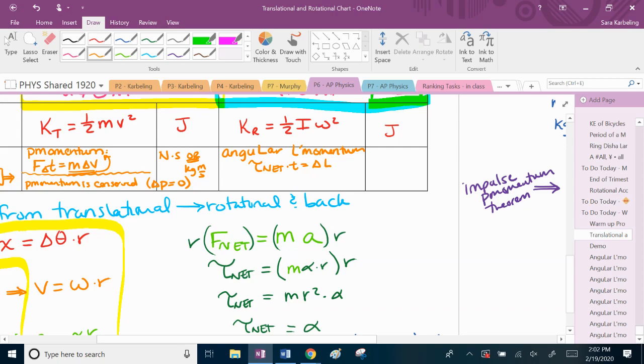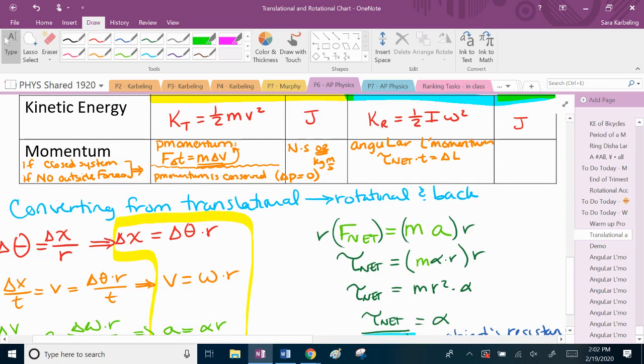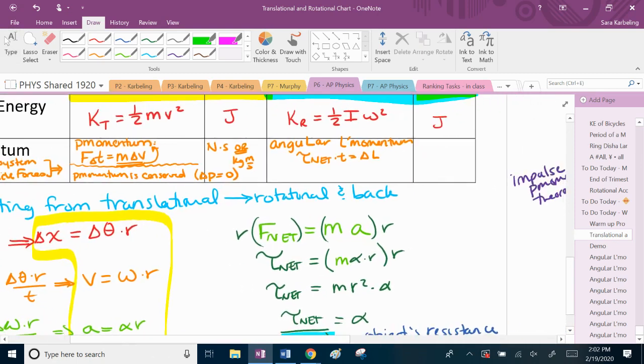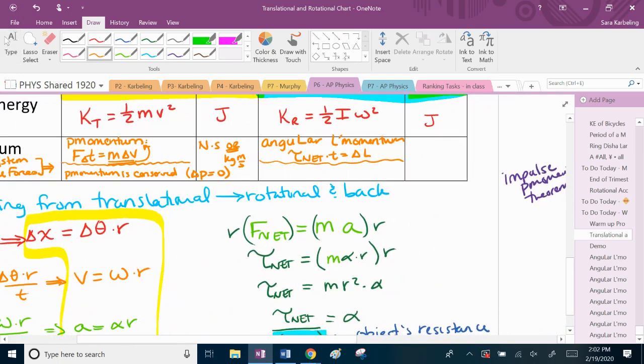And then similarly in our understanding here, if you go back over to the left, if we're in a closed system, if there are no outside forces acting, then we can say, I think I need to add another row to my table next time, that the angular momentum, I'm so used to writing momentum with a P now, is conserved, which means that delta L equals 0.